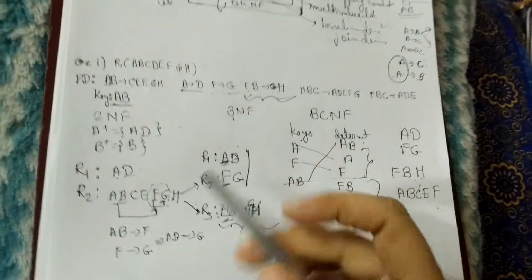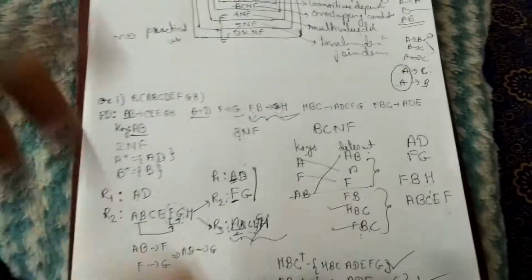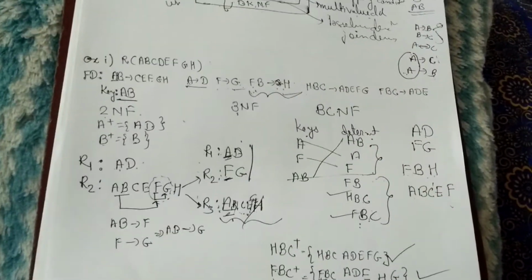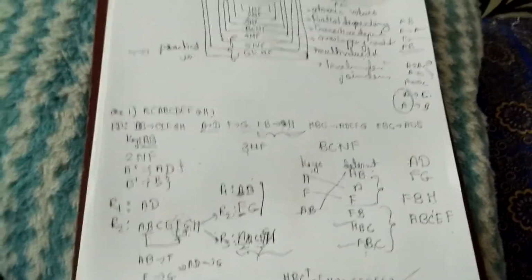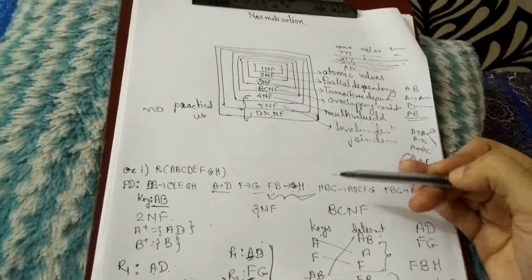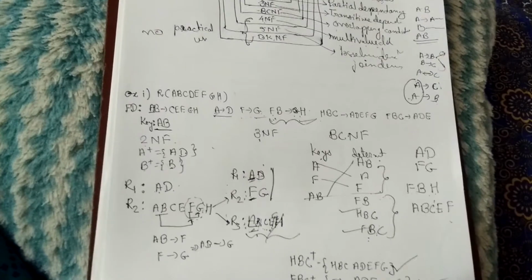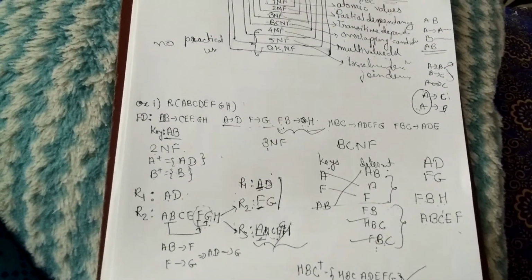So this is how we have converted the given table into 2NF, 3NF and BCNF. Hope you have understood the concept of normalization and how to convert the given set using normalization. Thank you.